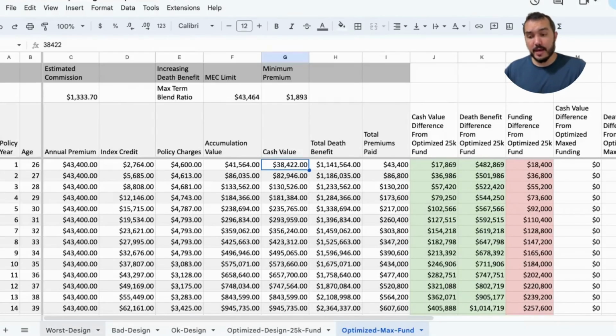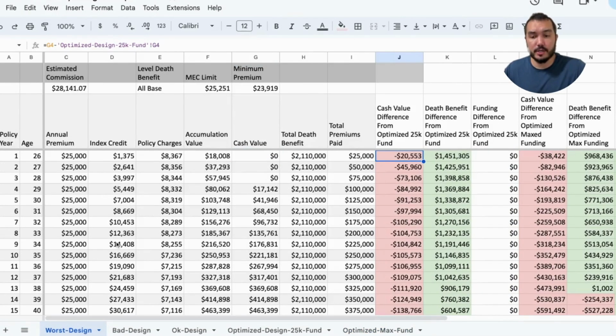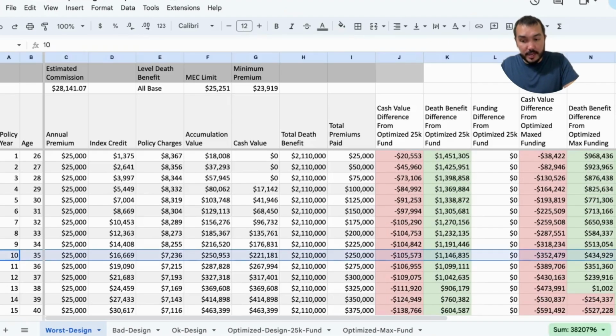Okay, so now we're going to jump back to this worst design, and we're going to start just doing some spot checking for different points in this policy so that we can see the difference between the worst designs and the best designs. So let's look at year 10.